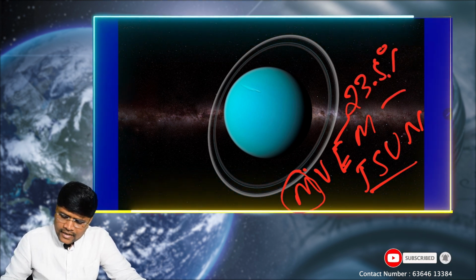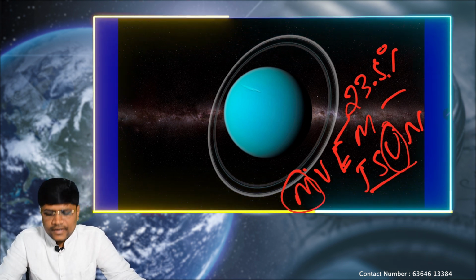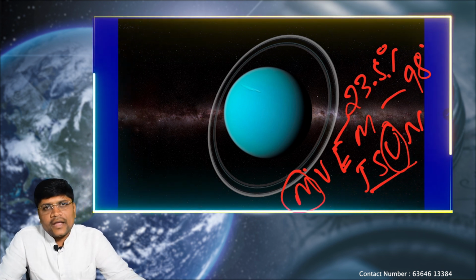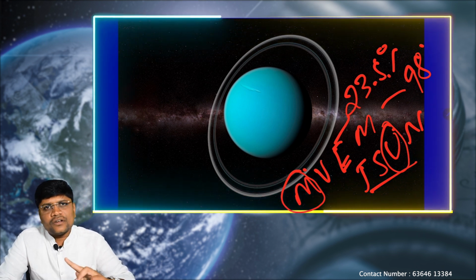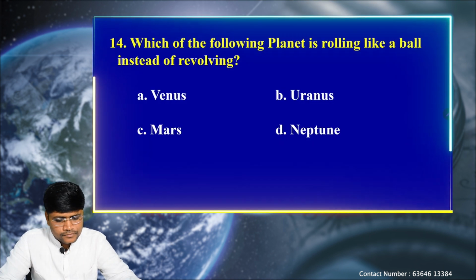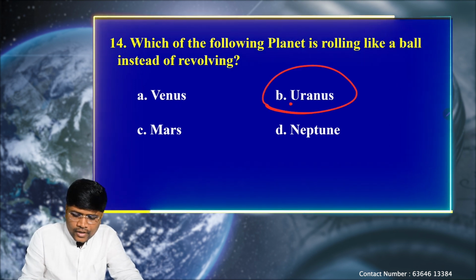Out of these 8 planets, Uranus has the highest angle of tilt, almost 98 degrees. Because of its high angle of tilt, its rotation appears to be rolling. So the option here is Uranus.